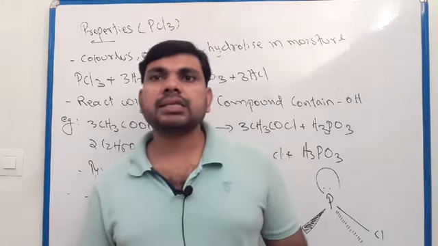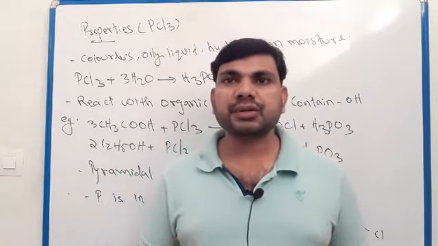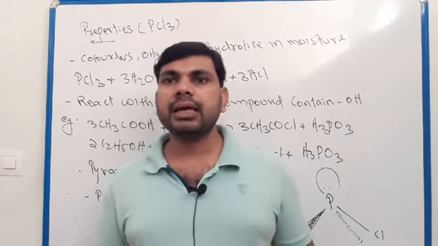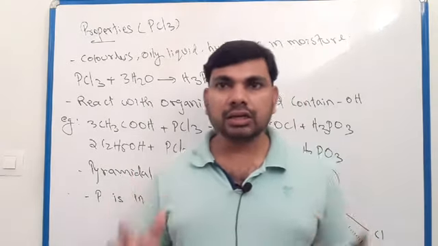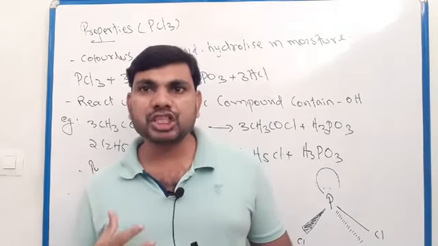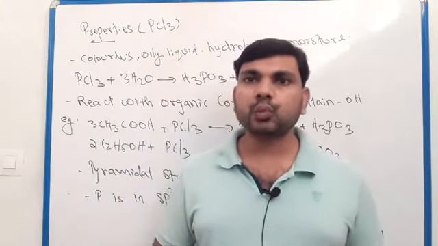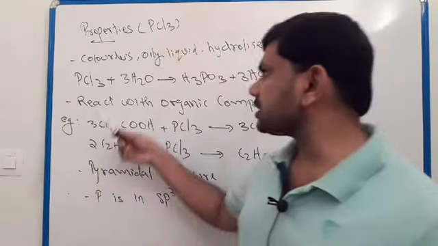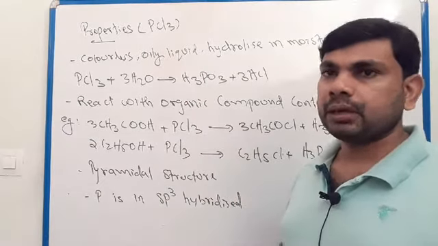Next one, we have to understand different properties of PCl3, phosphorus trichloride. It is a colorless oily liquid. It will react with the moisture and form H3PO3, phosphorus acid. PCl3 will react with moisture, it produces H3PO3. Look here, PCl3 reacting with water forms H3PO3, phosphorus acid.